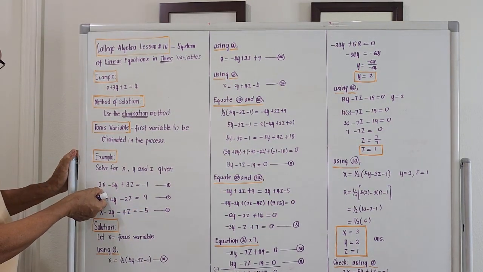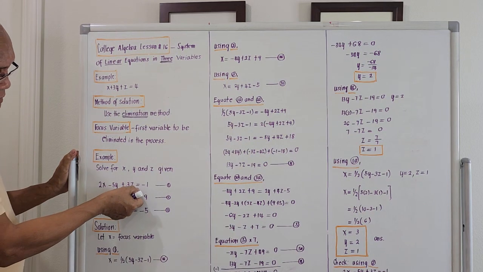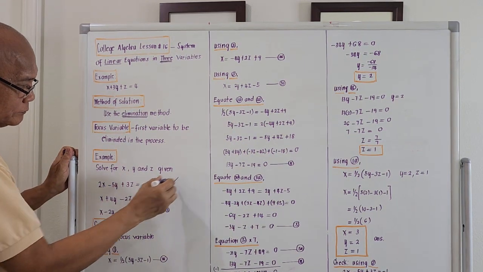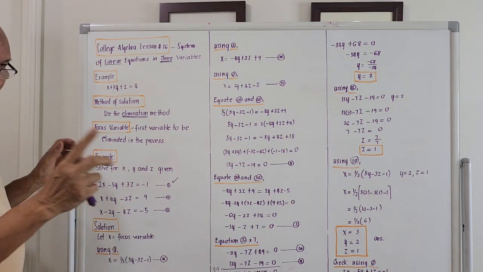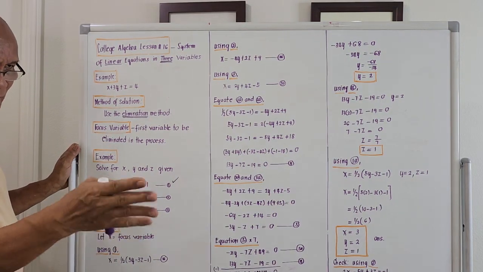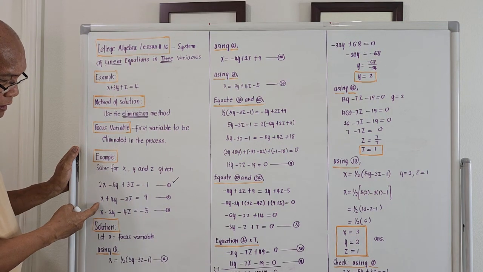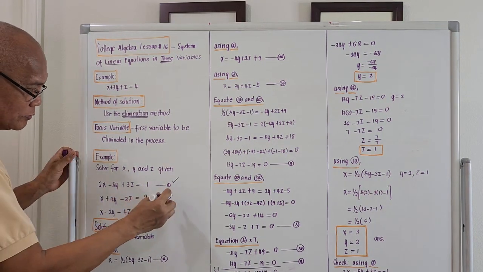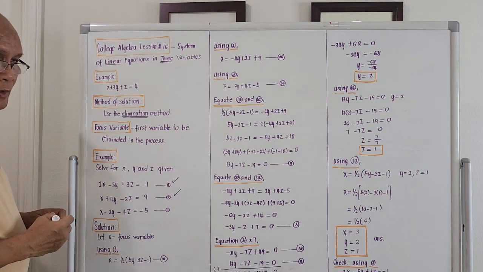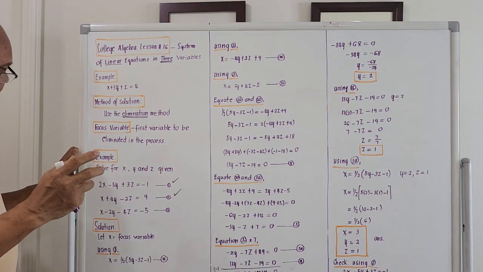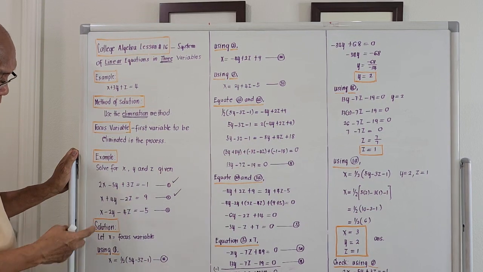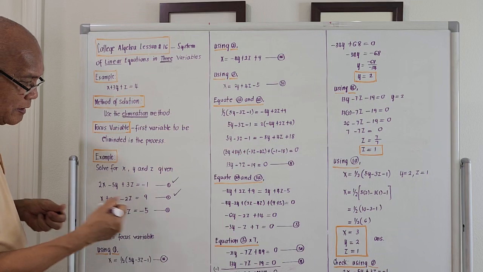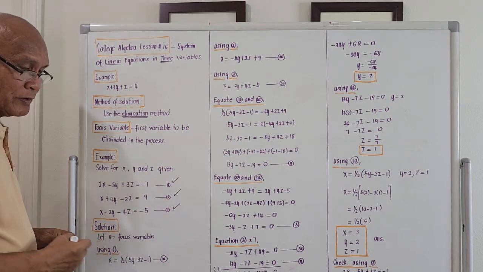Equation number 1 is 2x minus 5y plus 3z is equal to negative 1. The next linear equation that contains the three variables: x plus 4y minus 2z equal to 9. That will be equation number 2. And the third linear equation is x minus 2y minus 4z equal to negative 5. And that will be equation number 3.